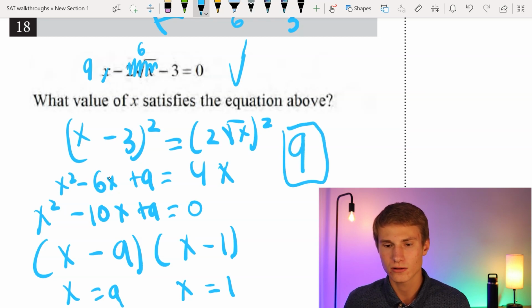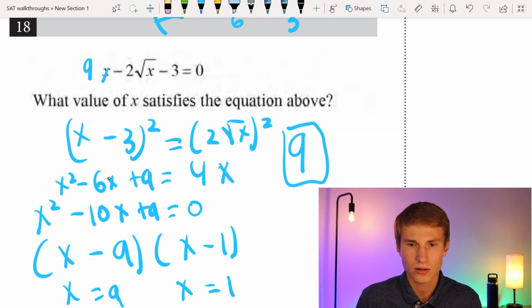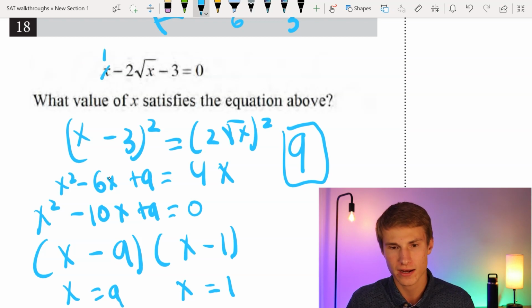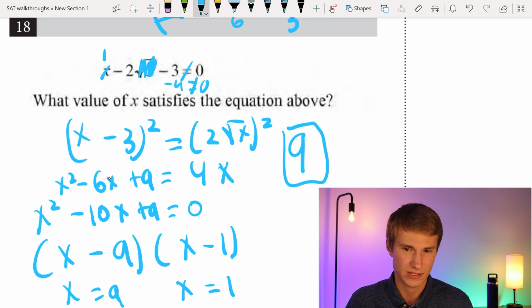Now, if you're wondering whether 1 would work here, well, you'd have to go ahead and test it. So let's go ahead and do that just because I want you to understand that you have to check this. Well, you'd have 1 minus 2 times square root of 1. Well, square root of 1 is just 1. So that'd just be 1 minus 2 then, minus 3. 1 minus 2 minus 3 does not equal 0. Okay, that is not true. Therefore, and just so you know, 1 minus 2 would give us negative 1, negative 1 minus 3 would give us negative 4. Negative 4 doesn't equal 0, okay?